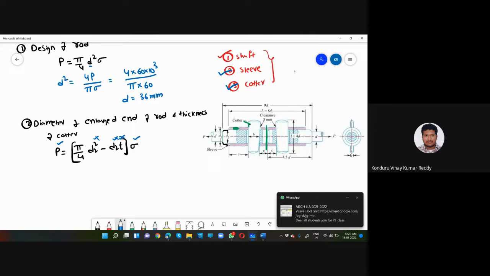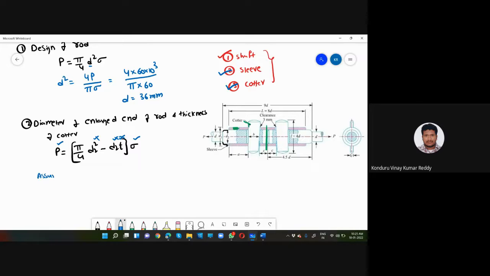Here unfortunately there are two unknown components, so we will assume one component. Assume t is equal to d2 by 4. This is an assumption because there are two unknown terms. You can assume accordingly. Let us substitute this one.